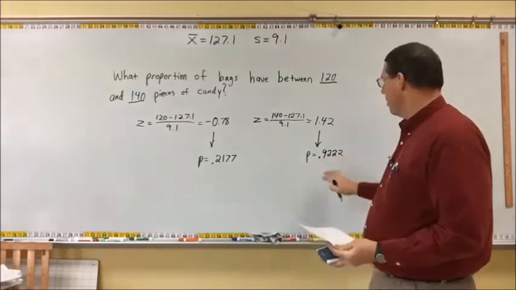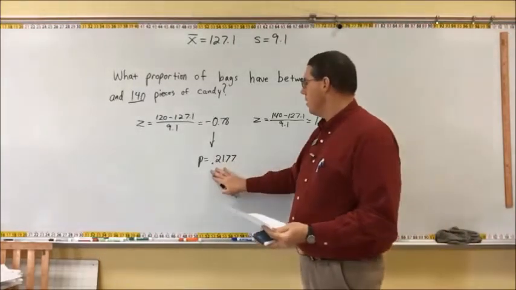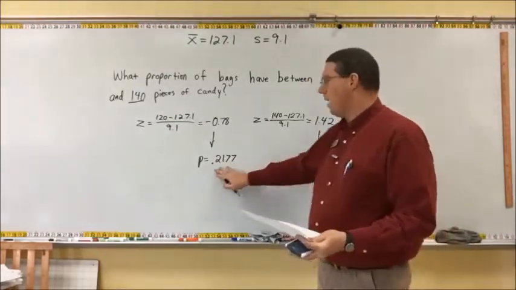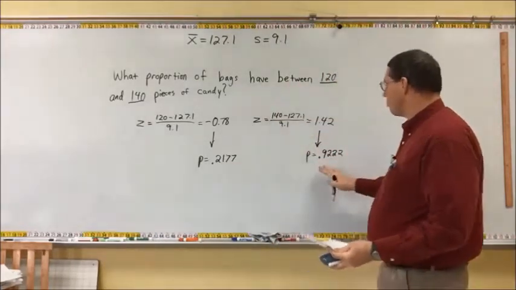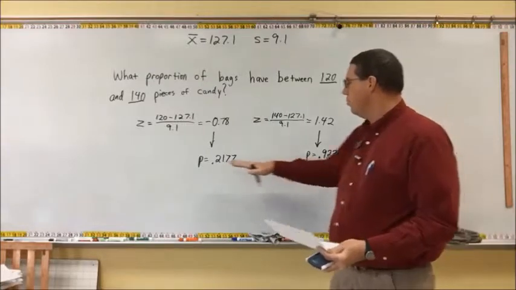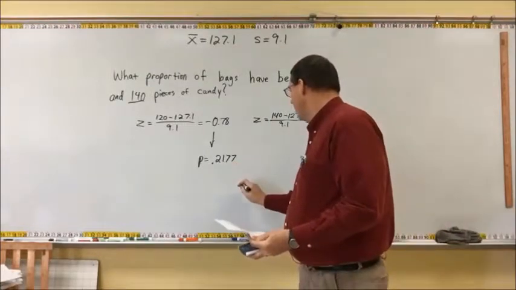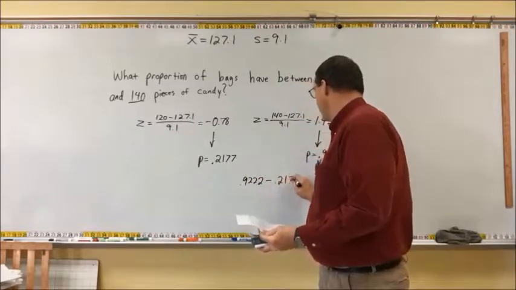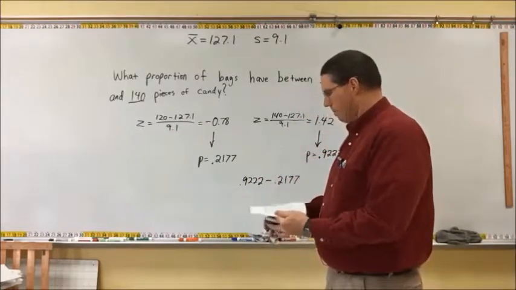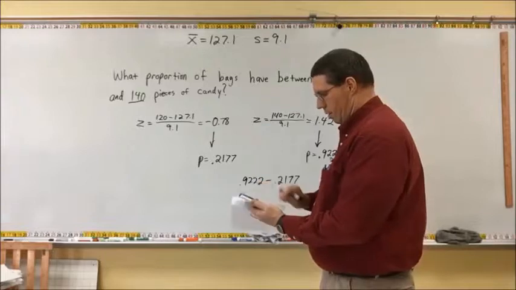0.9222. Okay? So I've got two p-values. Now remember, these are both less than p-values. So if I want to find the between p-value, I have to subtract the larger p-value minus the smaller p-value. So I got to do 0.9222 minus 0.2177.